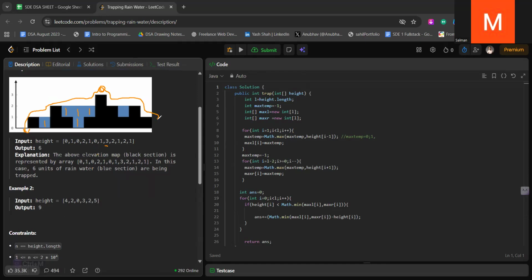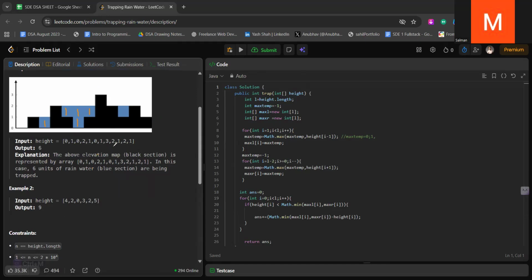So it will be wasted. Okay. Now since there are no boundaries on the left and right which are greater than this, we will simply move on to the next element, which is the ninth element. Now let's see what happens at index 9.